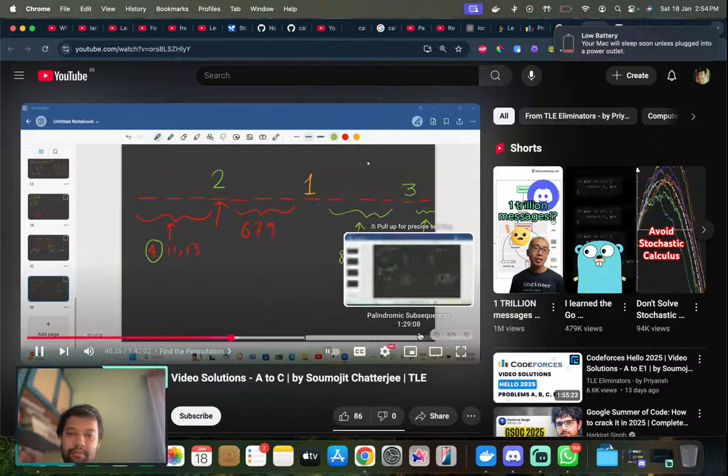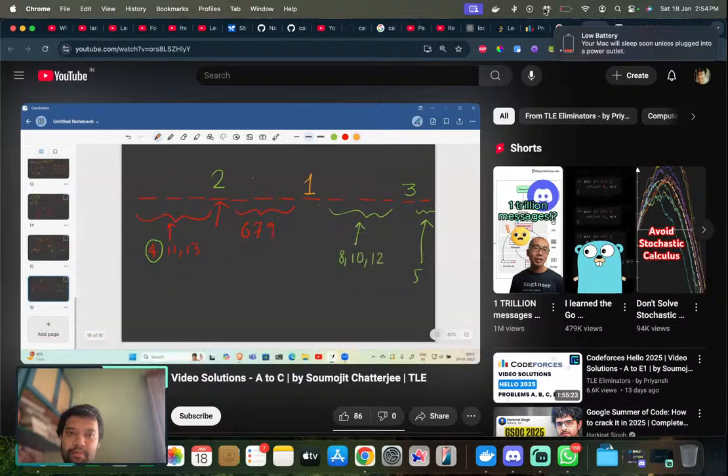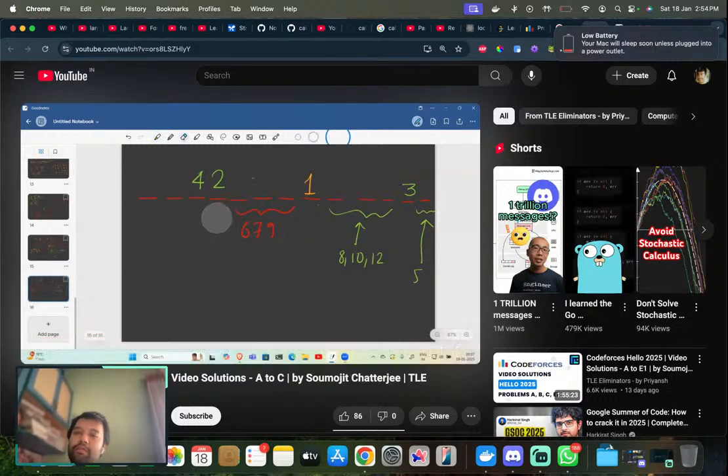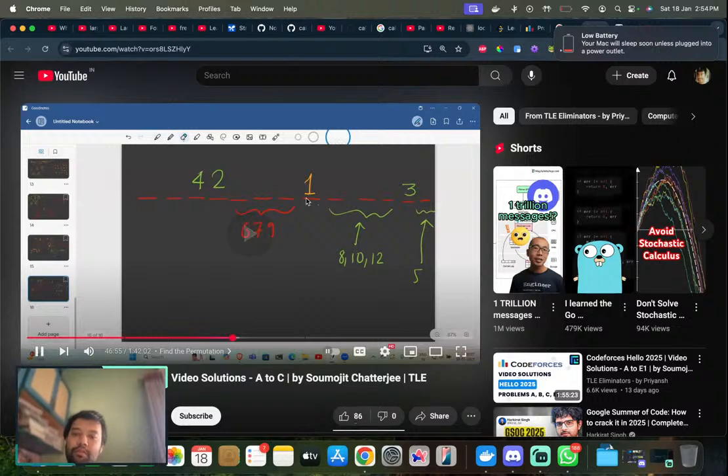Adjacent of 2. Correct. 4 has to be placed adjacent to 2. Why? Because there are no neighbors. 11 and 13 both are not neighbors of 4. That means 11 and 13 both have to be on the left side of 4. That means 4 needs to be placed here. So again, the problem breaks down into a smaller subproblem. Now you don't have this entire region. You have this region where 11 and 13 are.